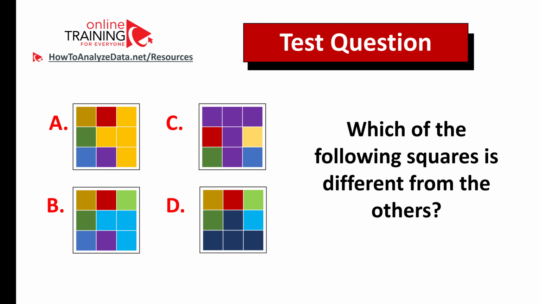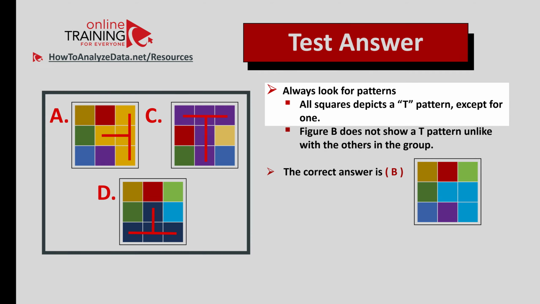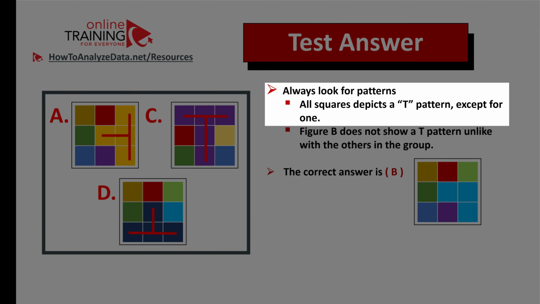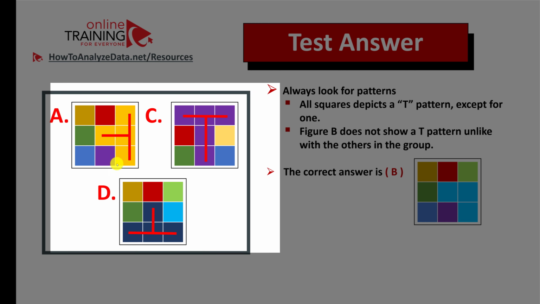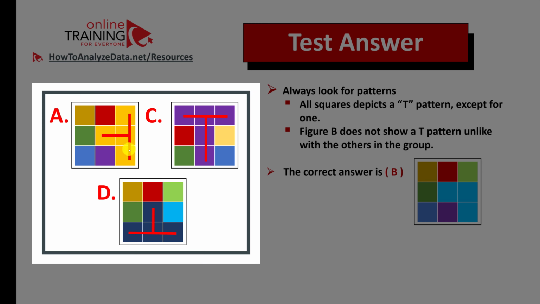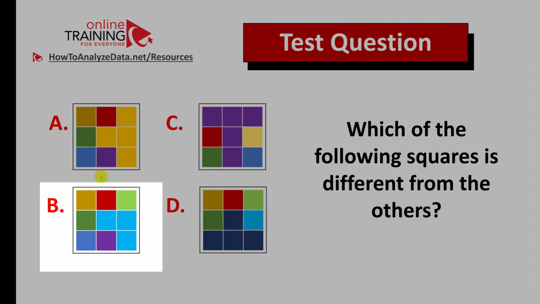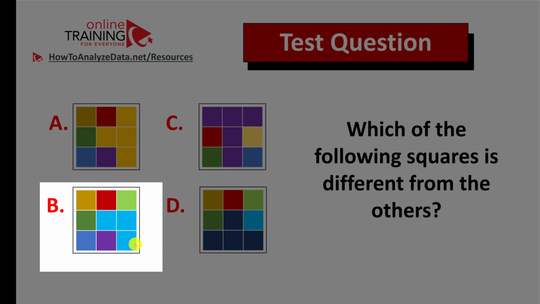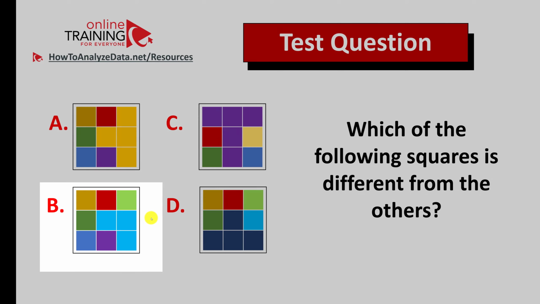Did you find the solution? Let's continue to see how we can solve this challenge and get to the correct solution and explanation together. My recommendation to you is always look for patterns. All squares here depict a T pattern, except for one. You see that the square A has yellow T pattern, square C has purple T pattern, and square D has dark blue T pattern. If we look back, square B does not have any T patterns. So this square is substantially different from the others.